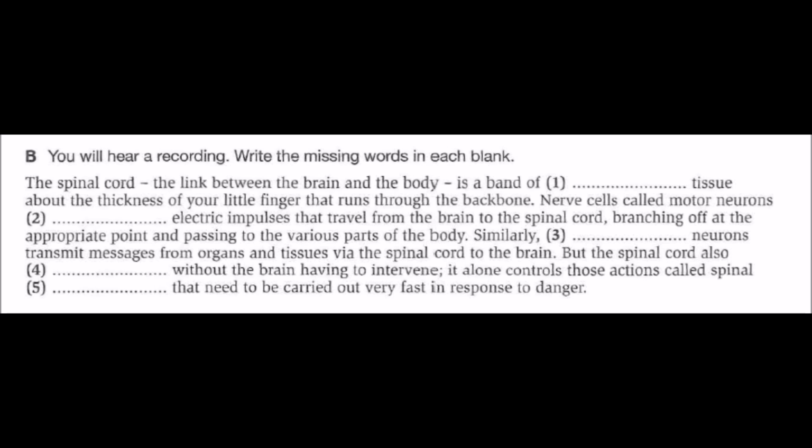Recording B. The spinal cord, the link between the brain and the body, is a band of nervous tissue about the thickness of your little finger that runs through the backbone. Nerve cells called motor neurons convey electric impulses that travel from the brain to the spinal cord, branching off at the appropriate point and passing to the various parts of the body. Similarly, sensory neurons transmit messages from organs and tissues via the spinal cord to the brain.